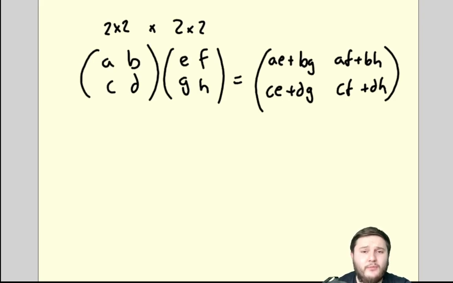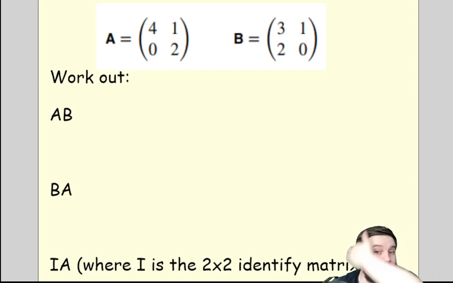Okay, let me just give you a couple of questions to have a go at, and then we'll wrap it up there for this part. Okay, so I've just plucked these matrices off the web, but then I've written my own questions here. So given these two matrices, so we've got 4, 1, 0, 2, and we've got 3, 1, 2, 0, work out AB, which means you do A and B, and then you times them together. Work out BA, and then work out IA, where I is the 2 by 2 identity matrix.